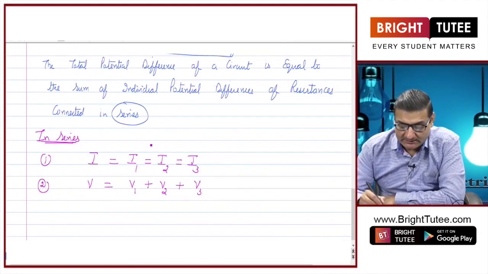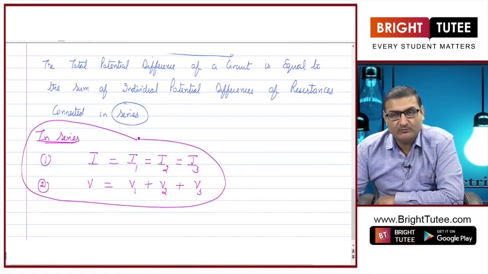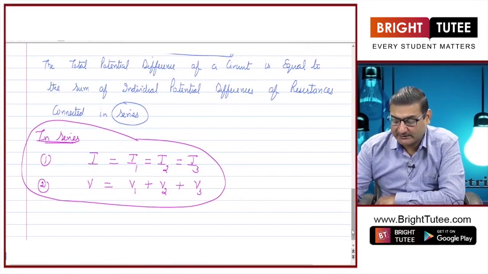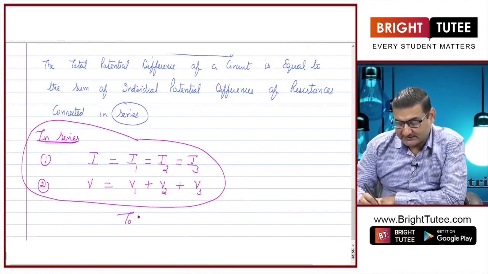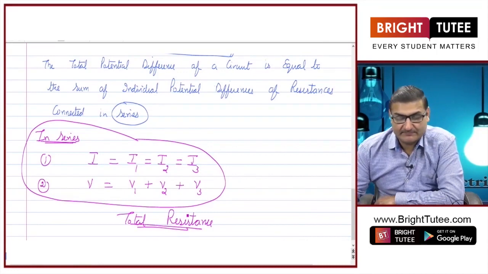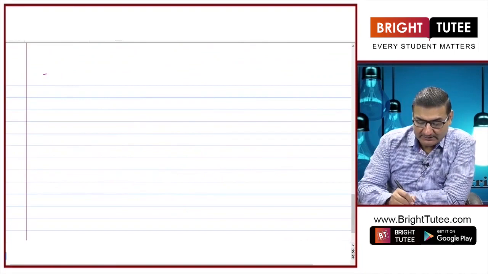Now, based on these two conclusions, we are going to find another very important thing, and that important thing is the total resistance. The total resistance in series. At the moment I'll be talking about series.